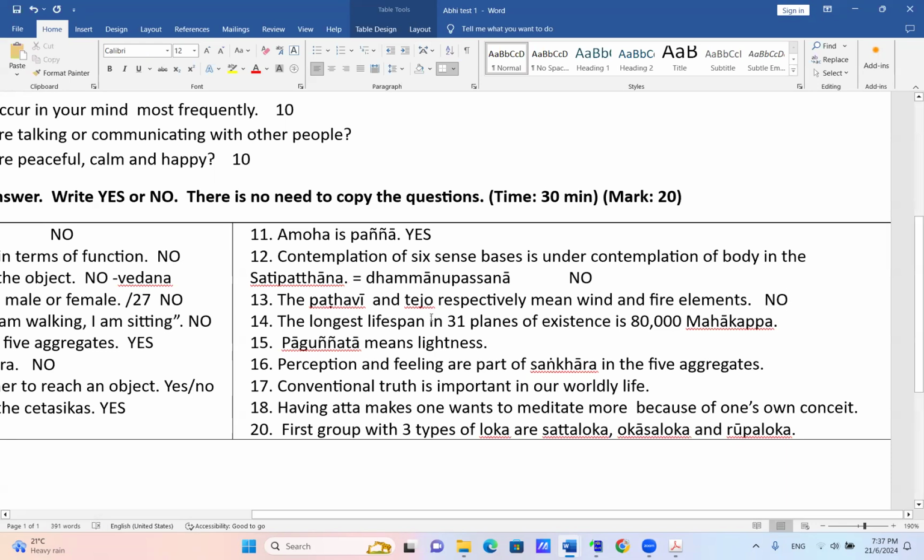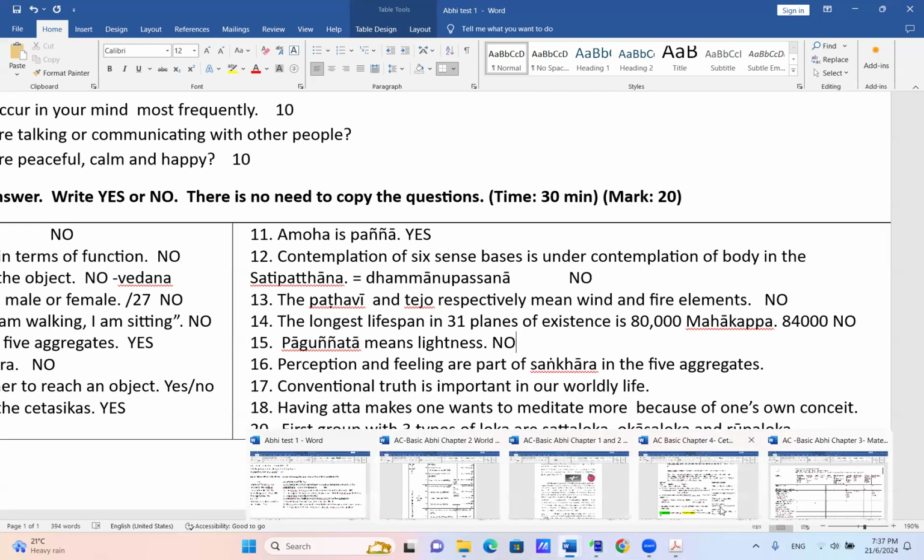For 14, the longest lifespan in the 31 planes is actually not 80,000, it's 84,000. I'm happy that most of you remember the numbers, okay. So the answer is no. Pakunyata means lightness, no. Right, so this is to test if you memorize the Pali. Some also make some mistakes here.